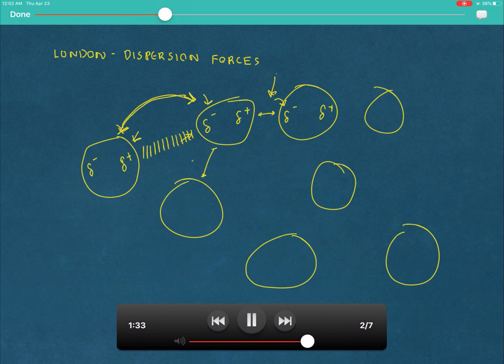And it's just going to keep occurring like that randomly as molecules bounce around, get near each other, neighbor each other. And that's what makes it very rapidly changing and shifting as well. And that makes these forces extremely weak, especially because they only occur when two molecules are close enough to each other.